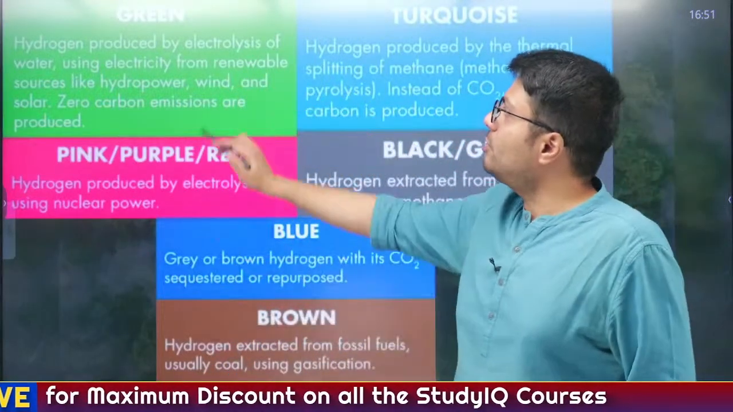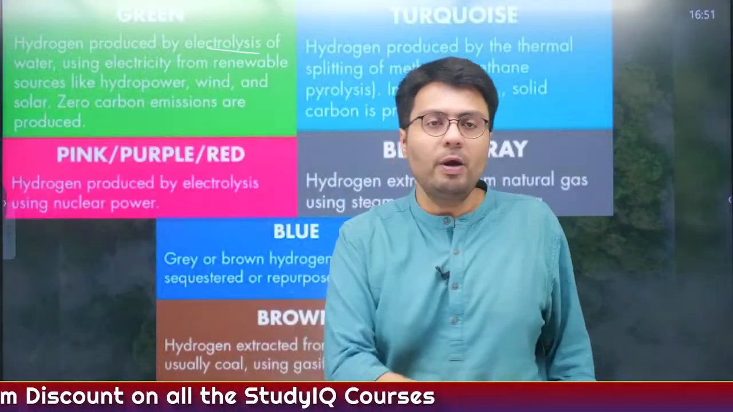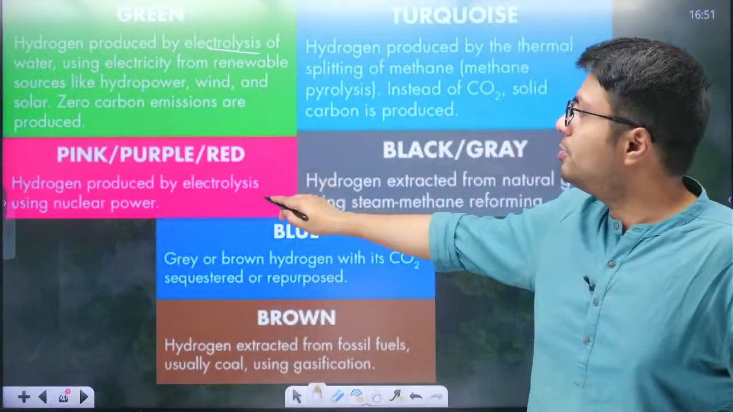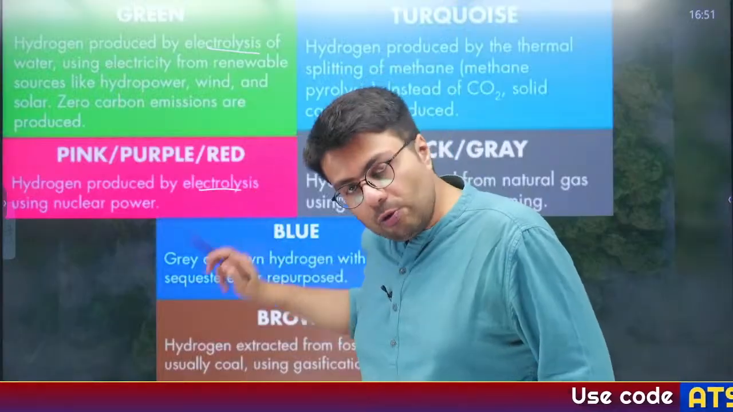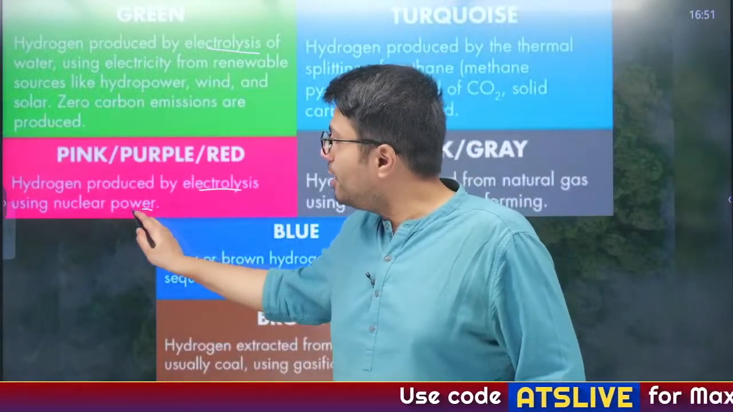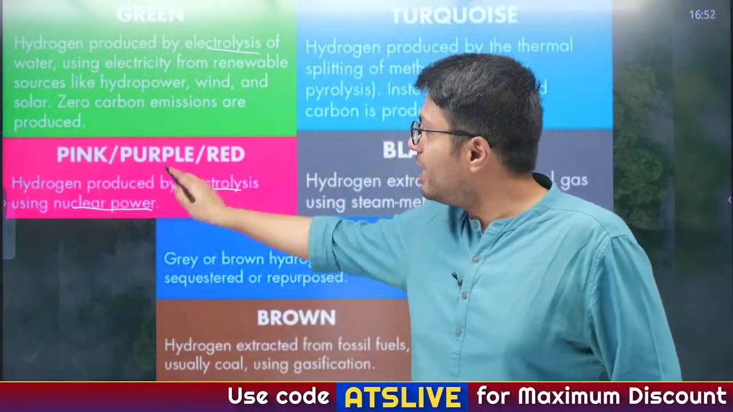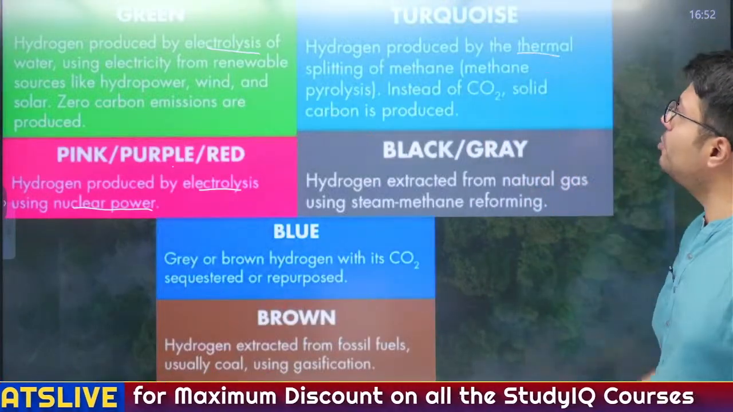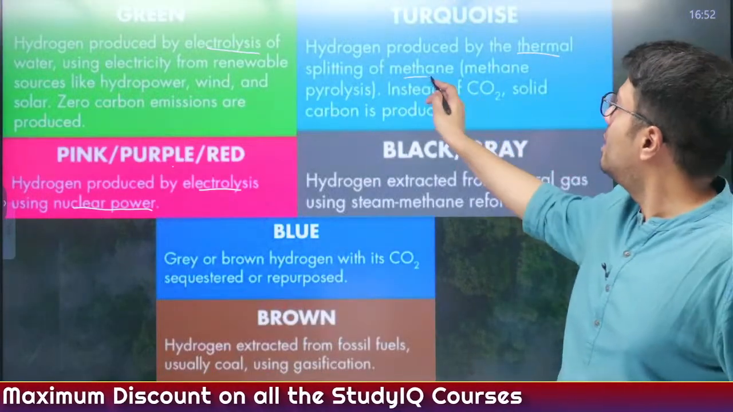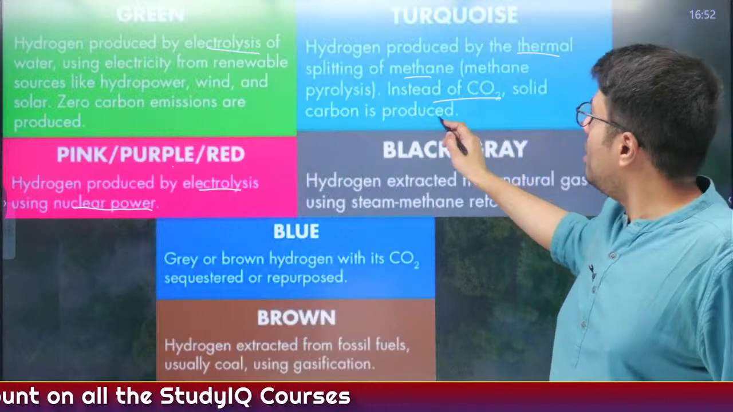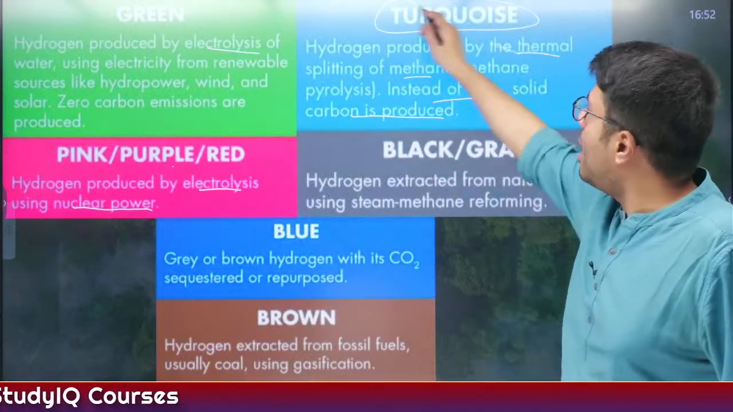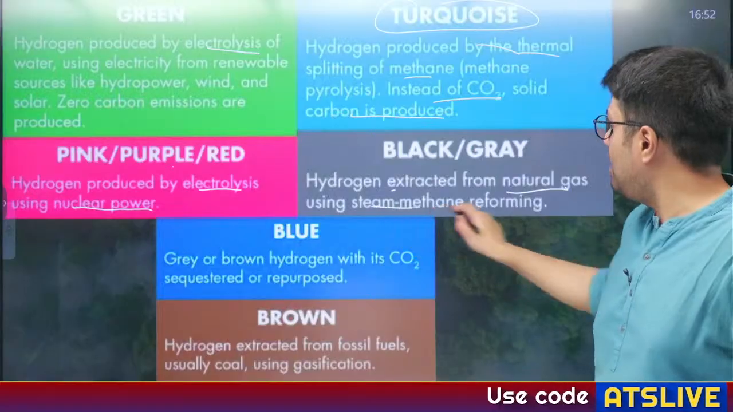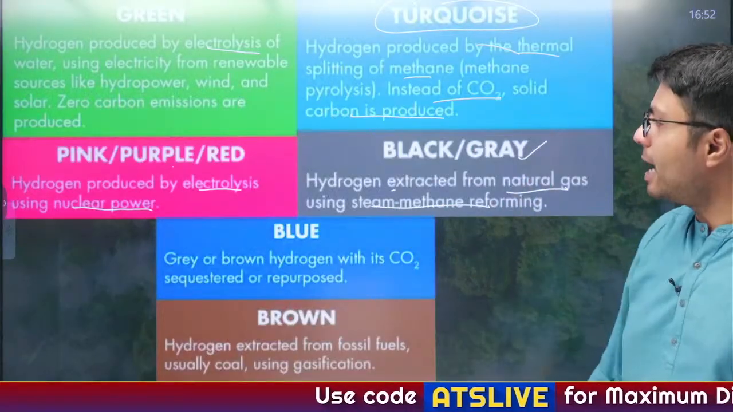Green hydrogen is the one that is produced through electrolysis using renewable energy. But what if you are producing hydrogen using electrolysis but not from renewable, rather nuclear energy? That hydrogen will be called pink hydrogen. Similarly, hydrogen produced by thermal splitting of methane, where instead of CO2, solid carbon is produced, is known as turquoise hydrogen. Similarly, hydrogen extracted from natural gas using steam methane reforming is called black hydrogen.